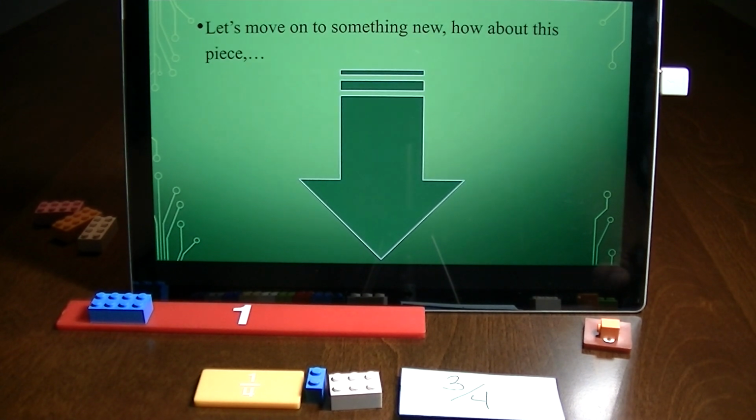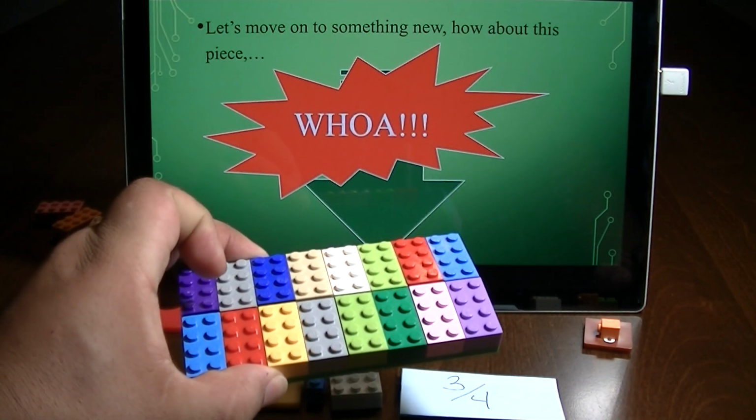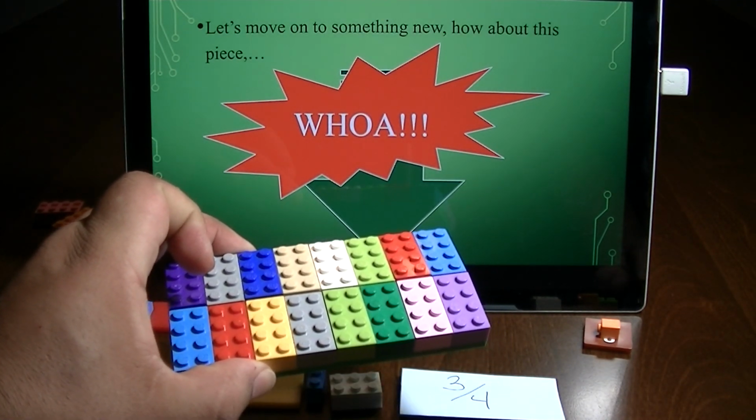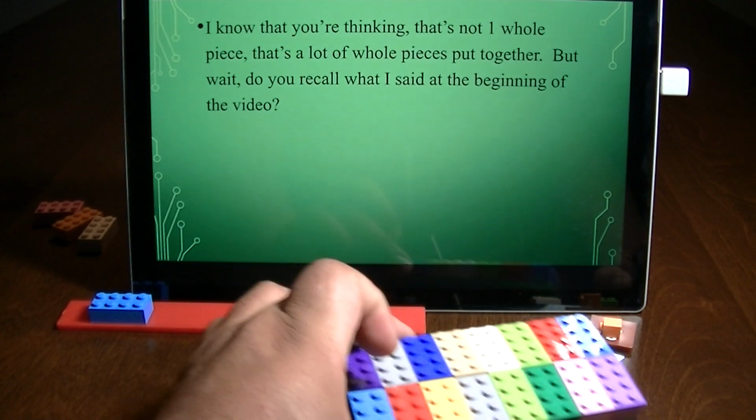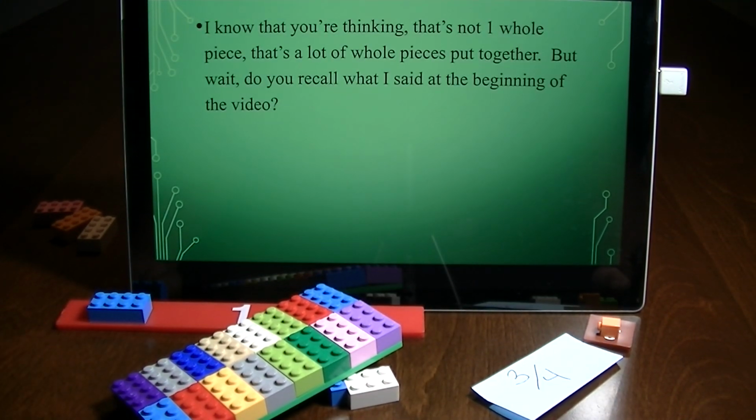Now let's move to something new. How about this piece? Whoa. I know what you're thinking, that this is not one whole piece. That's a lot of whole pieces put together.